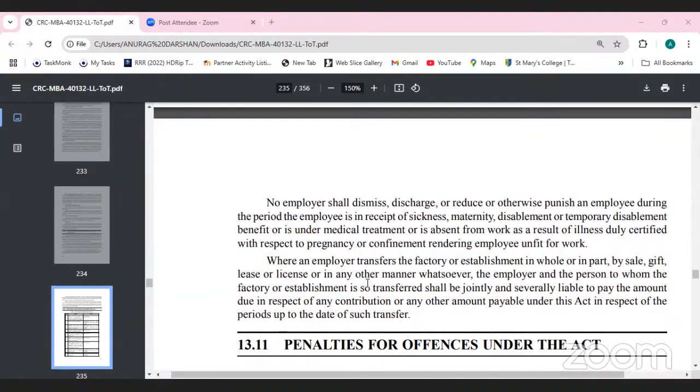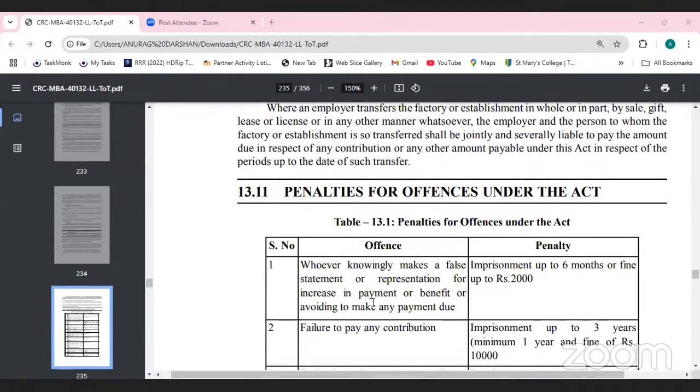And where an employer transfers the factory or establishment in whole or in part by sale, gift, lease, license or in any other manner whatsoever, the employer and the person to whom the factory or the establishment is so transferred shall be jointly and severally liable. So these are the penalties.